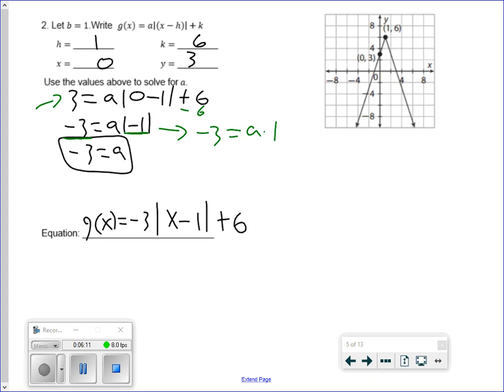All right, so that's why this -1 became a +1, and our a is just -3. And our equation will be this right here.